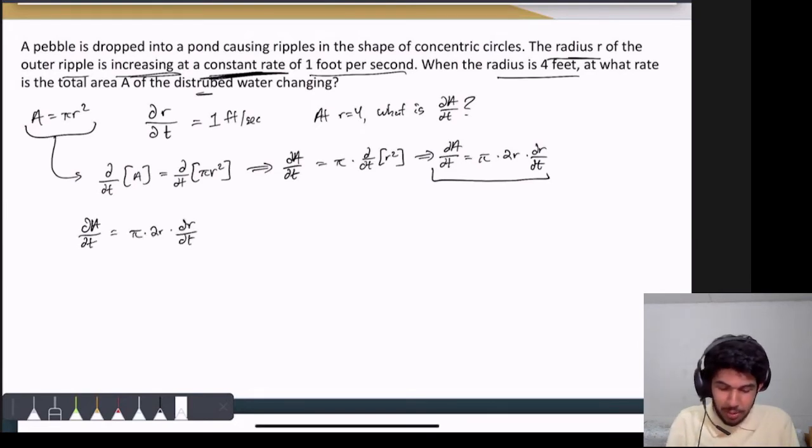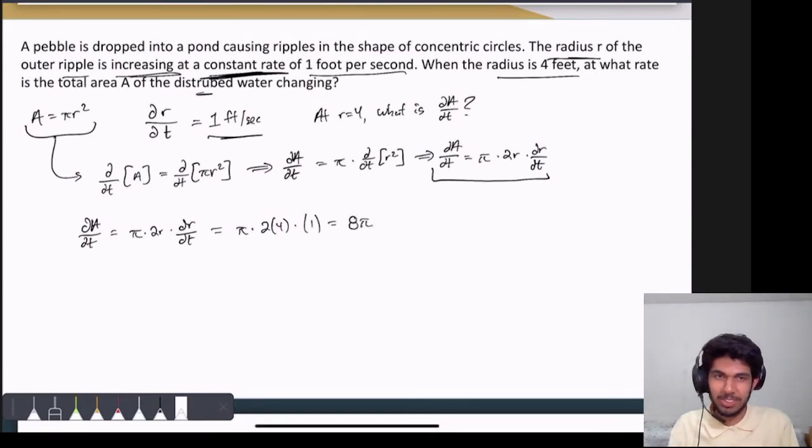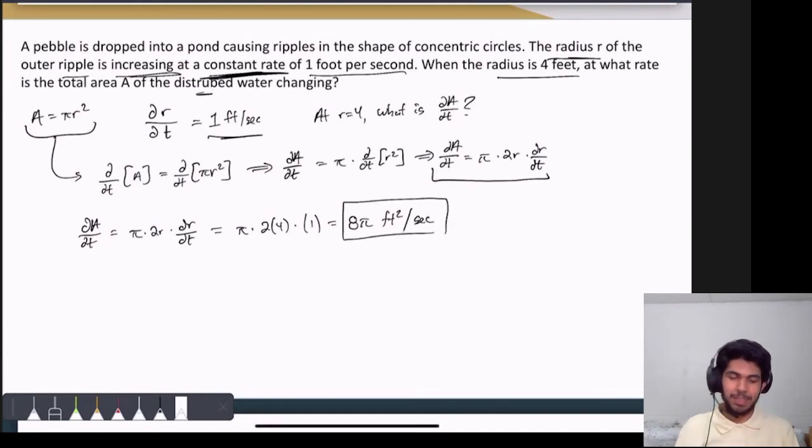And now we can find what dA/dt is when the radius equals 4. That's equal to pi times 2 times 4 times 1 foot per second, right? So that's 8 pi. And we also have to have our correct units. Area is measured in feet squared, and we're measuring it with respect to time, which is in seconds. And that's our answer.